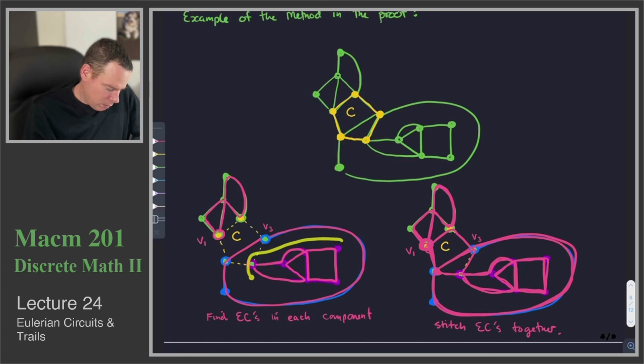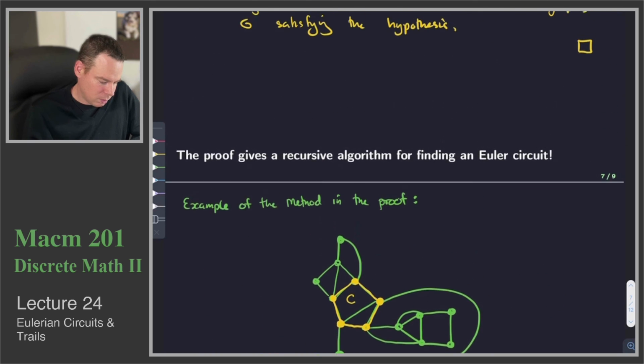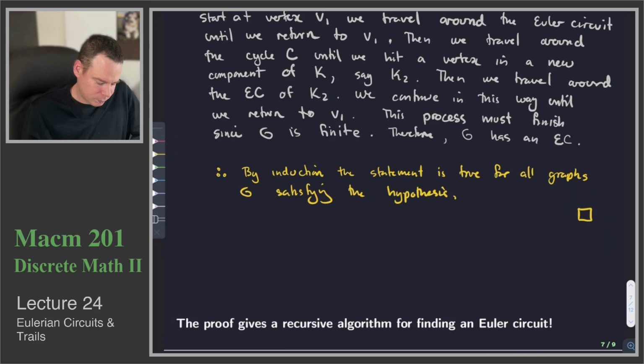Now, when we look at one of these pieces, we may say, hey, okay, I need to know how to find an Euler circuit in a smaller piece. But we can do the same thing there. We could find a cycle in here, maybe that triangle, and then go ahead and remove the edges on that and find the Euler circuits on the components that result when I remove them. So there's a recursive algorithm actually here for finding Euler circuits. So that's actually quite neat as well.